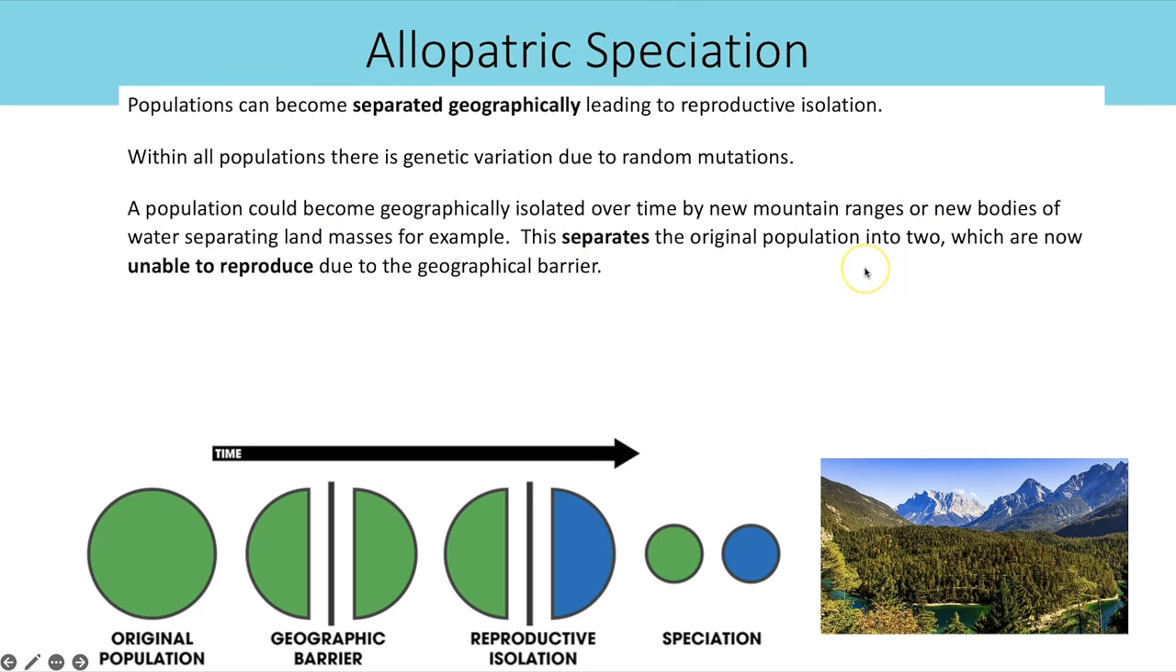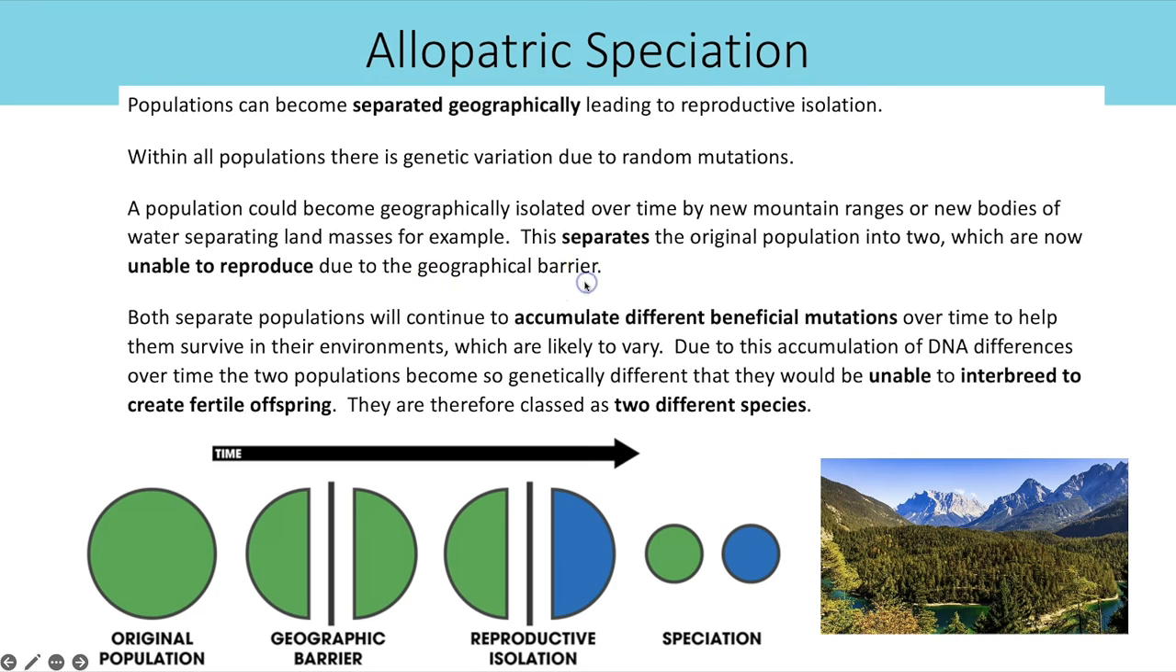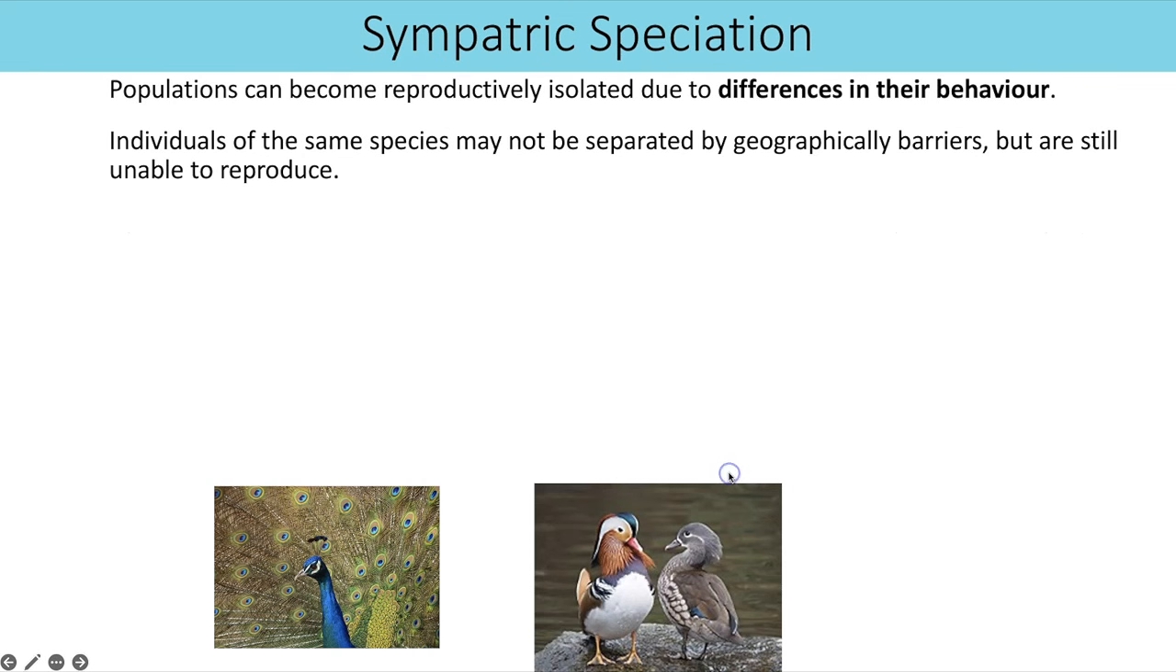This separates the original population into two, which are now unable to reproduce because of that geographical barrier. Both separate populations will continue to accumulate different beneficial mutations over time to help them survive in their environment, which are likely to vary. And due to this accumulation of DNA differences over time, the two populations become so genetically different that they'd be unable to interbreed to make fertile offspring. So they're now classed as two different species.